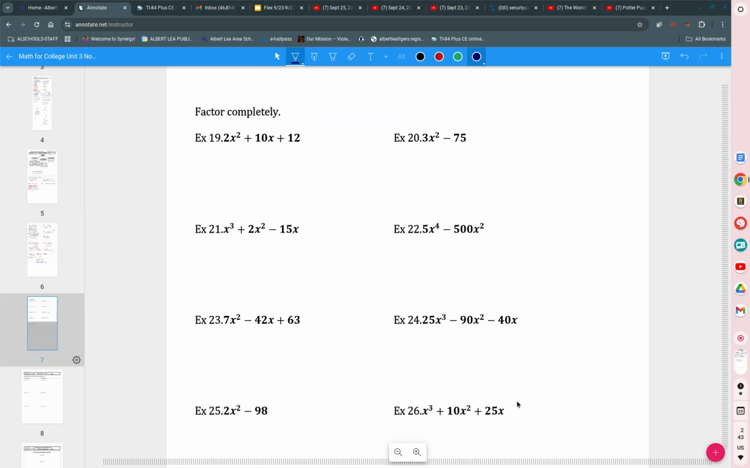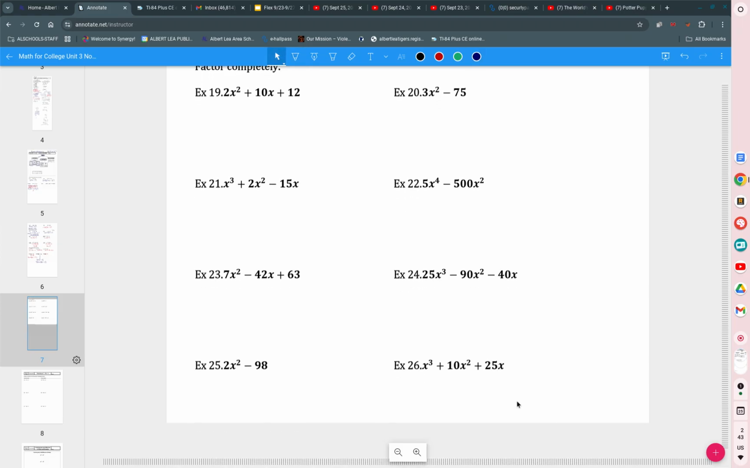Which brings us to this. We're now ready to put it all together for factoring completely. We'll do about half these problems. We'll give you time to work. I'll show you the specifics of your assignment you want to work on.